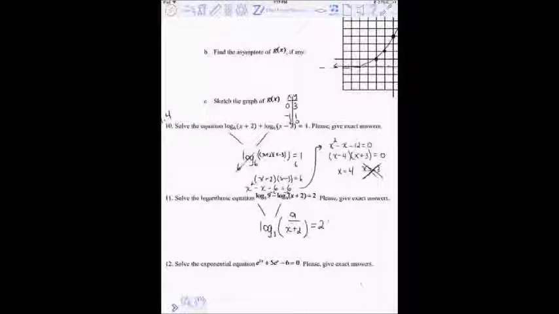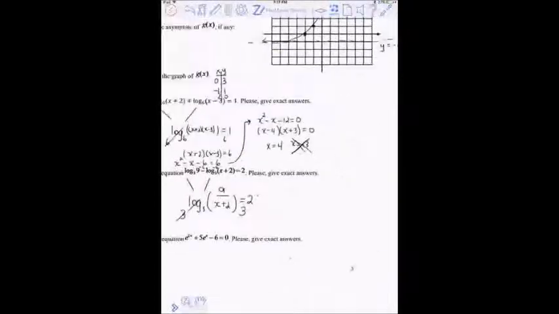Now that we have a single logarithm, I can cancel that logarithm by using a base of 3, which leaves the equation 9 over x plus 2 equals 9.